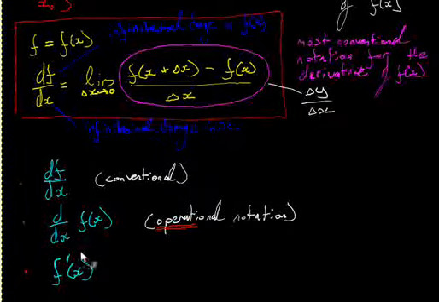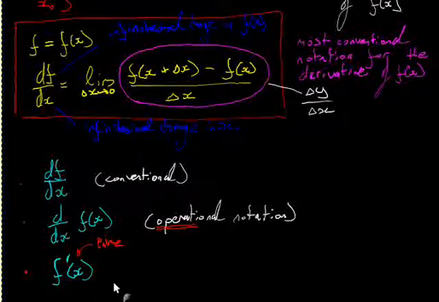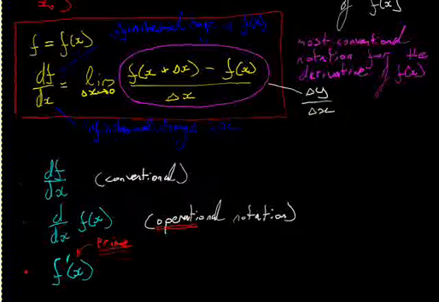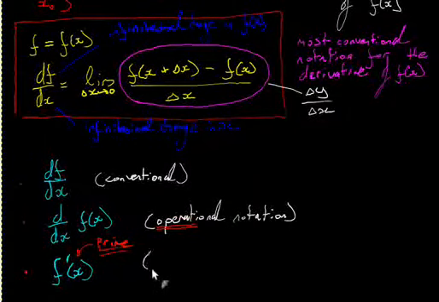So the final notation that's commonly used is to say if we have f equals a function of x, then we would say f prime of x. Now, right here, prime.